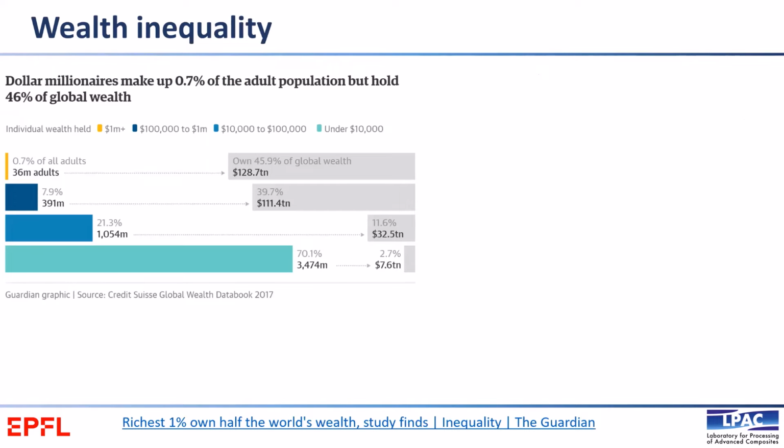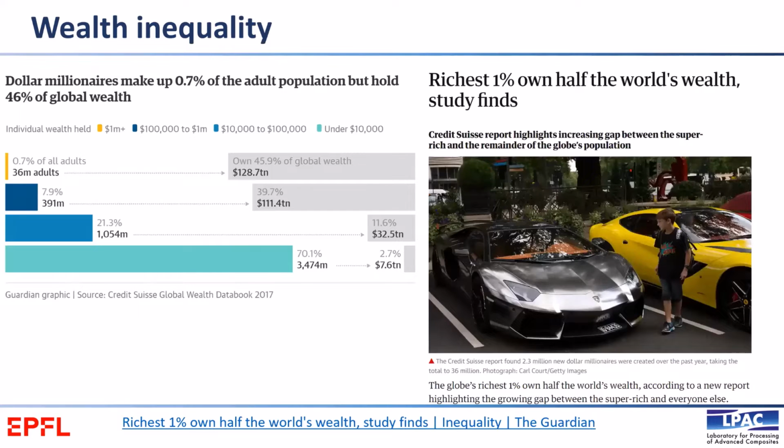And some shocking statistics: dollar millionaires make up 0.7% of the adult population, but hold 50% of the global wealth. The richest 1% own half the world's wealth. Now you might say, I'm not the richest 1%. But what you don't realize is when you leave here and you get a job at DuPont or Syngenta or UBS, you are on a Swiss salary. Okay, you'll be one of the world's richest 1%. Okay, so this is us.